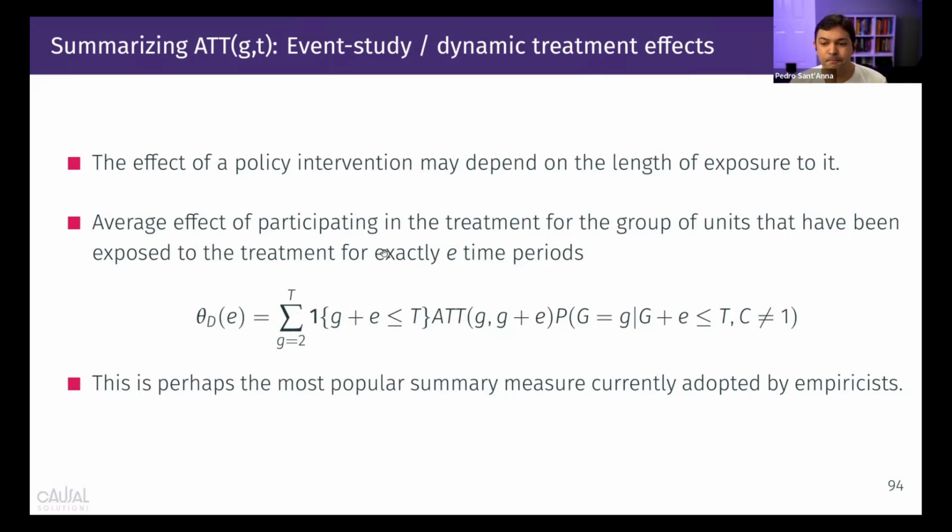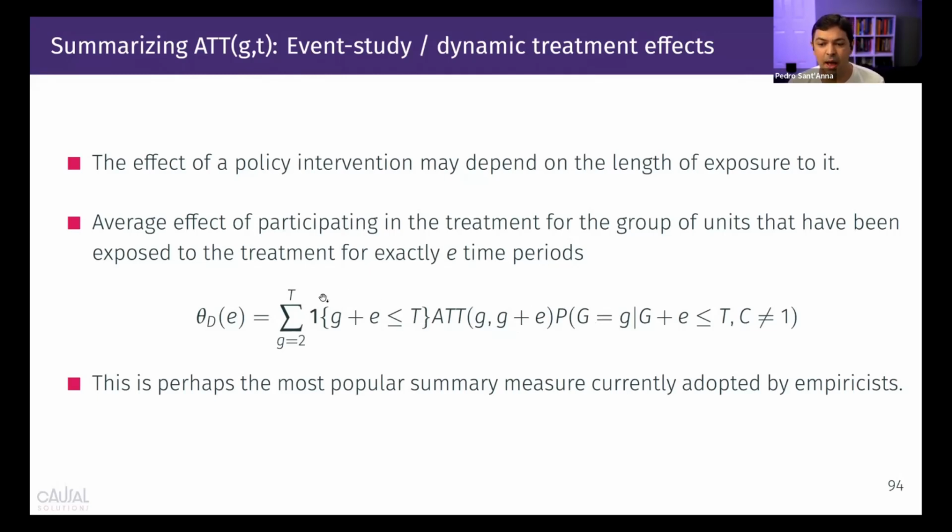What do I mean by that? First, I'm going to relabel things. Instead of writing ATT(g,t), I'm going to fix t, calendar time, to vary according to event time. What do I mean by that? This letter e here is going to be an index of how many time periods have passed since treatment started. So when e equals 0, it is the treatment effect at the time treatment started. When e equals 1, it is the average treatment effect one period after treatment started. When e equals 2, two periods after treatment started, and so on and so forth.